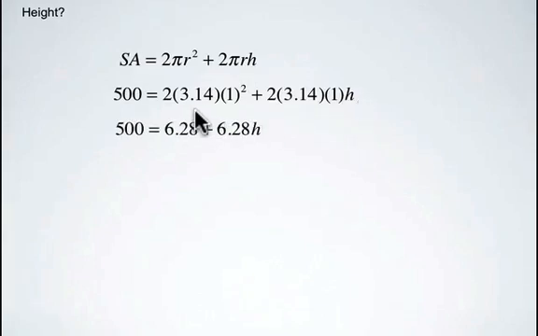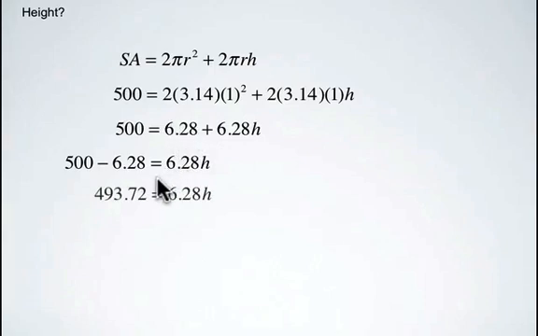Simplifying this a little bit, 2 times 3.14 times 1 squared should give you 6.28. 2 times 3.14 times 1 should give you 6.28 also. And if we subtract 6.28, subtract this one from both sides, you end up with 493.72 equals 6.28 h.